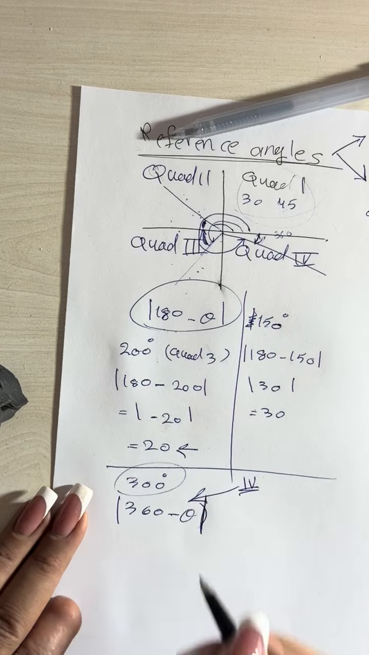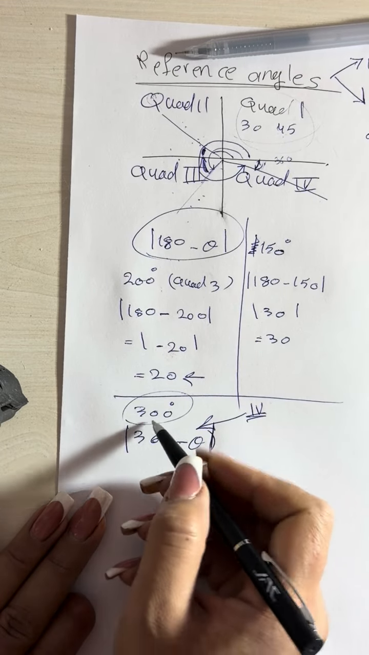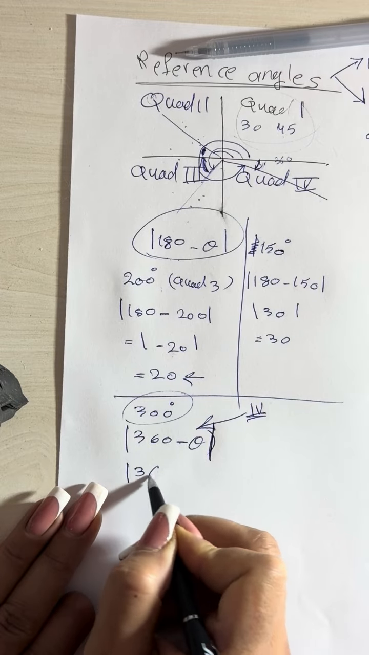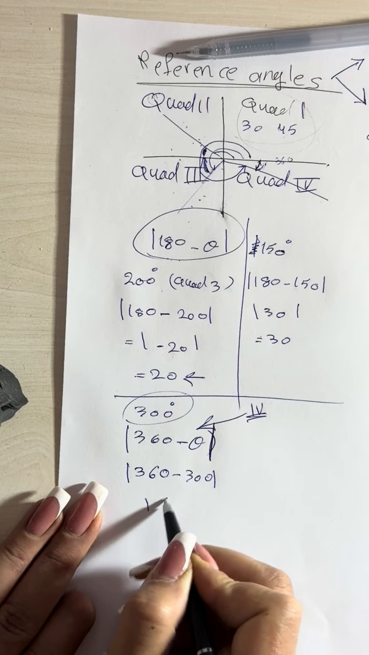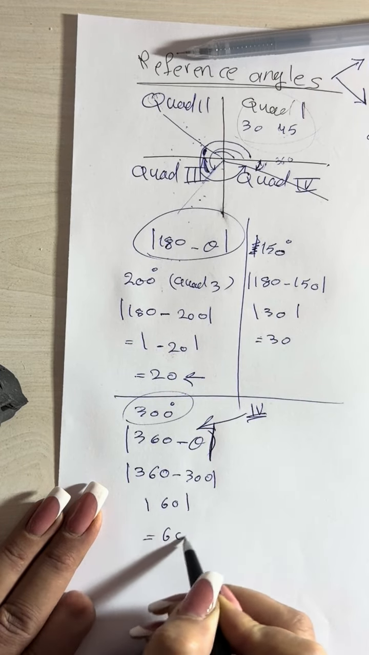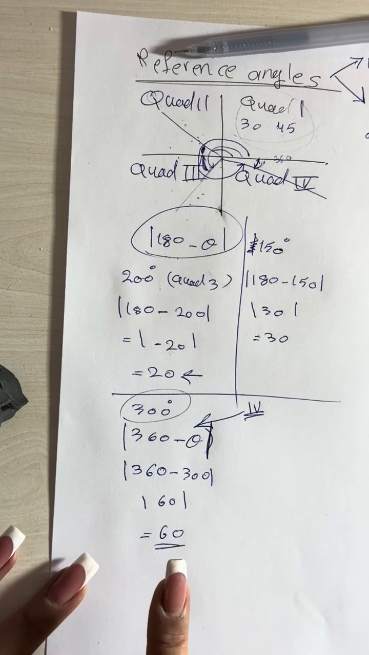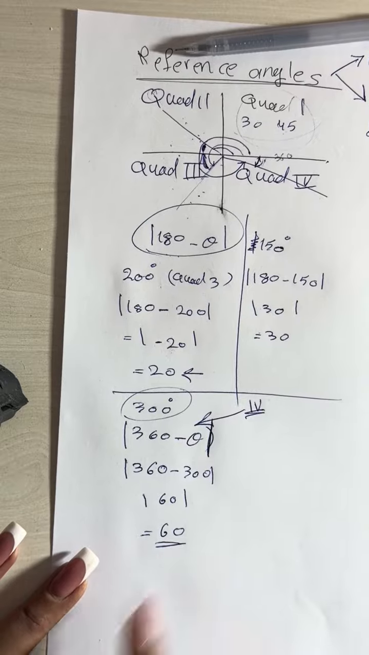Okay, now I have 300. So to find the reference angle, we will subtract 360 take away 300, so it's the absolute value of 60, which is 60. Look, it is positive and acute, which is in the first quadrant.